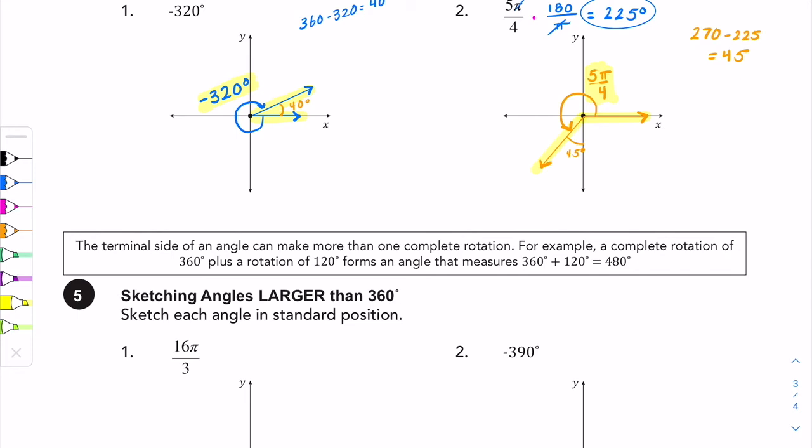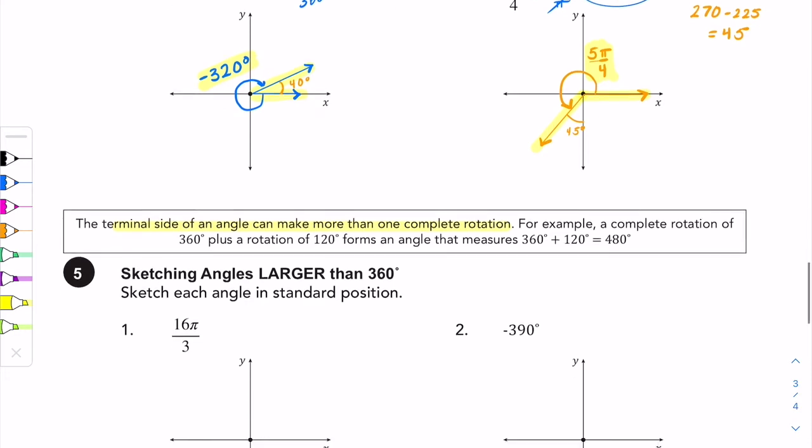All right, the terminal side of an angle can make more than one complete rotation. For example, a complete rotation of 360 plus a rotation of 120 forms an angle that measures 360 plus 120, which is 480 degrees. So we can graph those. It just means you're indicating that you rotate around the coordinate plane more than once.